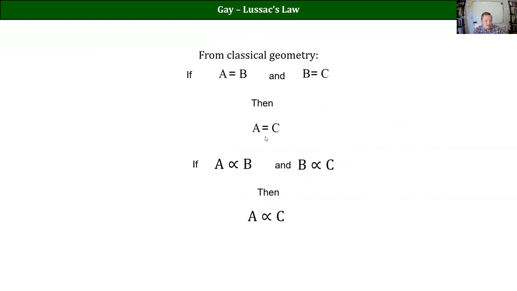All right, and then this next one, Gay-Lussac's law, is basically a derivation from those first laws, from Boyle's law and Charles' law, and you don't necessarily need to know the derivation, but this is a really basic idea that if A equals B and B equals C, then A equals C, right? We can also say, if A is proportional to B and B is proportional to C, then A is proportional to C, which basically means we can predict the exact same relationships for pressure and temperature as volume and temperature.